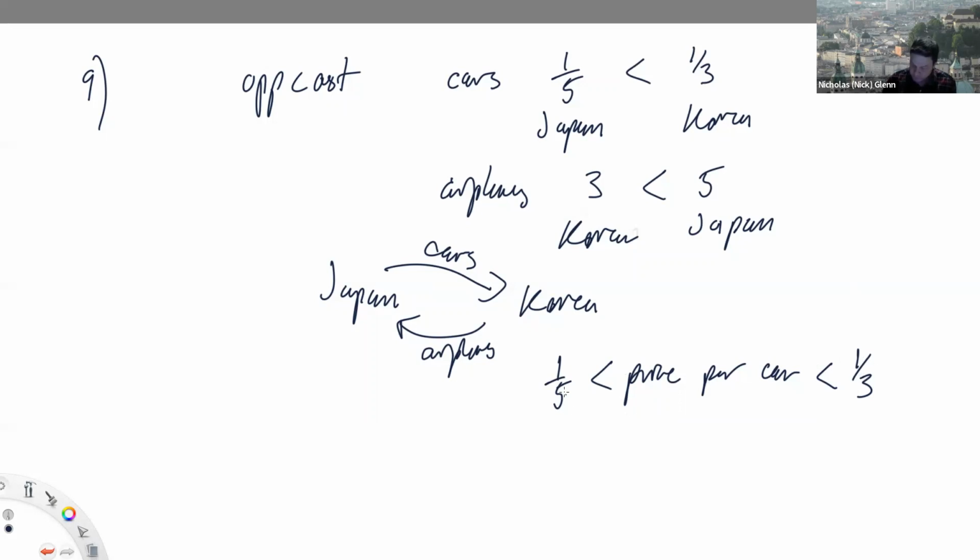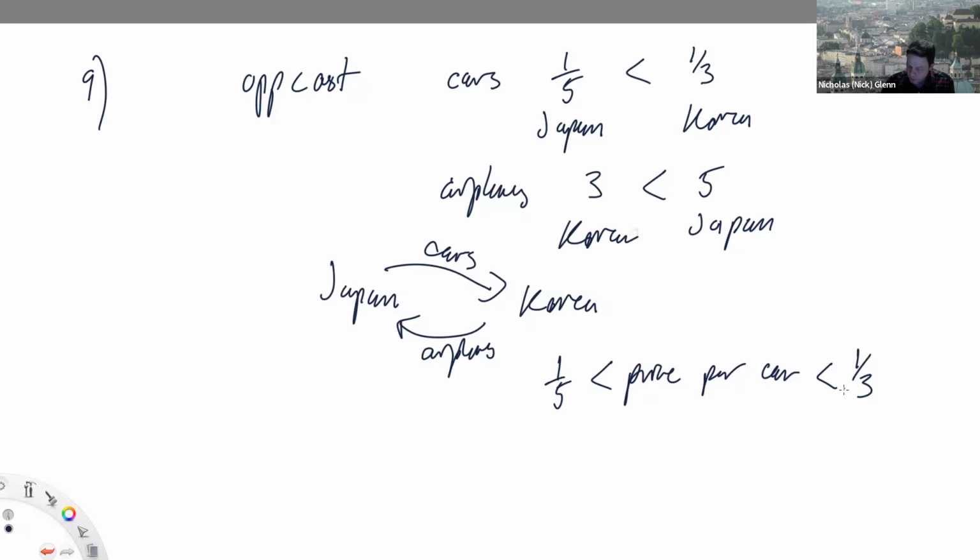Okay. And why would you not go lower than 1/5 per car? Well, this is a bad deal for Japan. Why would they want to trade these if they don't get more than 1/5? They'll just build their own airplanes. Instead of building the car, they can just build their own airplane. So they need to get something greater than this lower bound that they have.